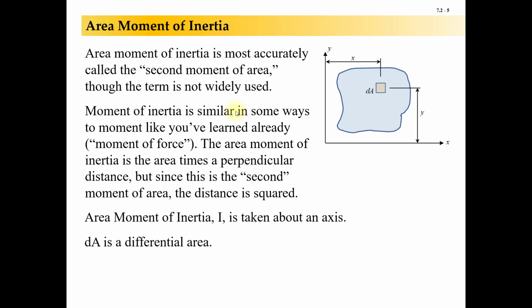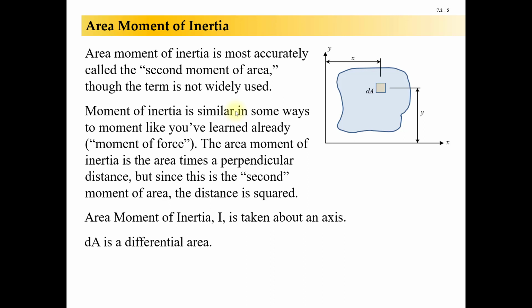The reason we call it moment of inertia is because it's actually almost the identical concept to mass moment of inertia. It's just dealing with area as opposed to dealing with mass. The concepts are very similar. In many textbooks, they're covered in the same chapter.